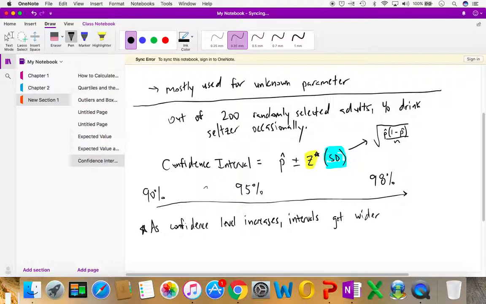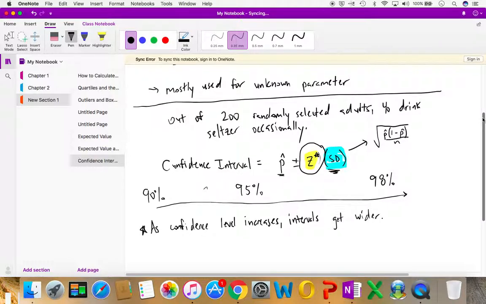Now, what does that mean for us in terms of the equation? Well, depending on the confidence level, does my sample proportion change? No. Does my standard deviation change according to confidence level? No. What does change, however, is this interesting little piece of the equation here, which is called z star, or critical z value. Basically, the higher our confidence level is, the higher this number is going to be. The lower our confidence level is, the lower that z star is going to be.